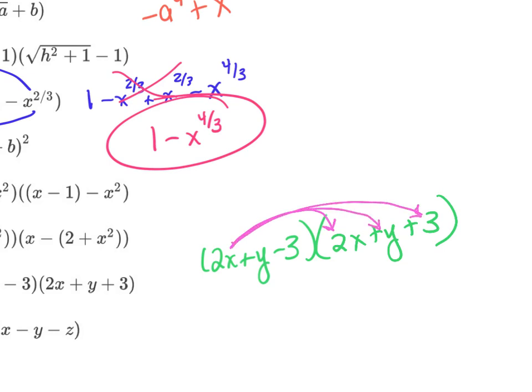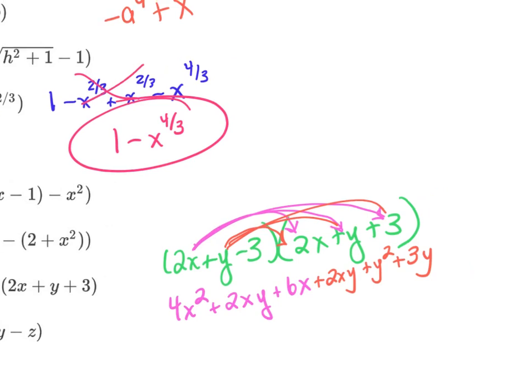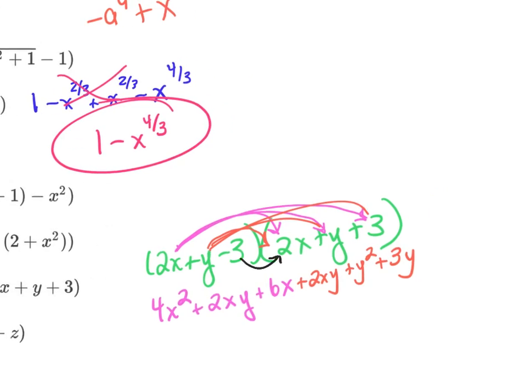Multiply it into everything. So I have 2x times 2x is 4x squared. 2x times y is plus 2xy. 2x times 3 is plus 6x. Now I'm going to do the same thing with y. Y times 2x is plus 2xy. Y times y is plus y squared. And y times 3 is plus 3y. Everybody okay? So now negative 3. Negative 3 times 2x is minus 6x. Negative 3 times y is minus 3y. And negative 3 times positive 3 is minus 9.